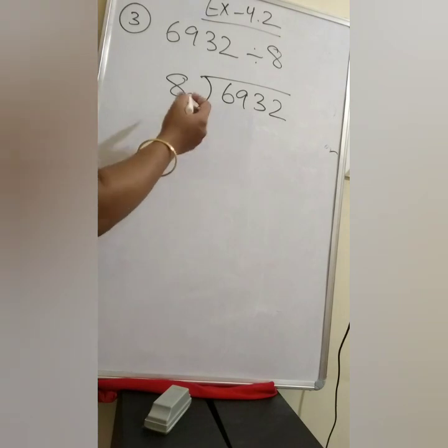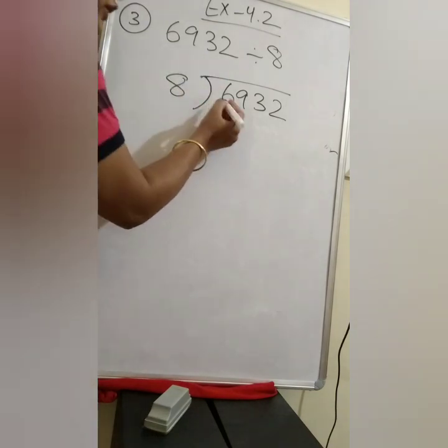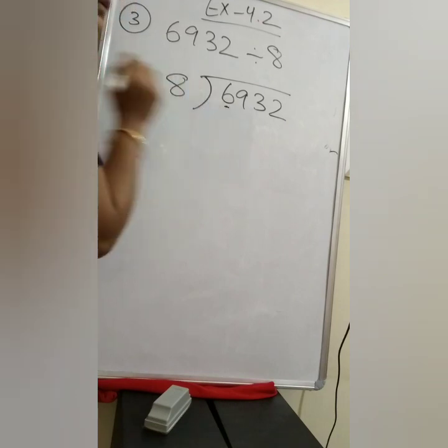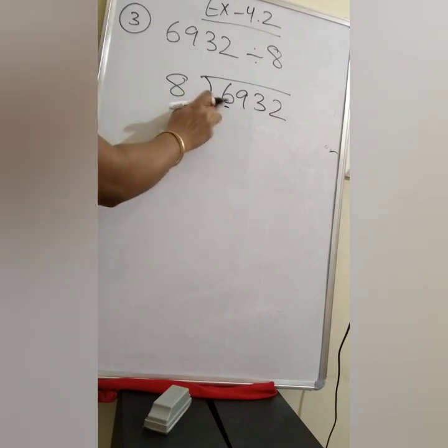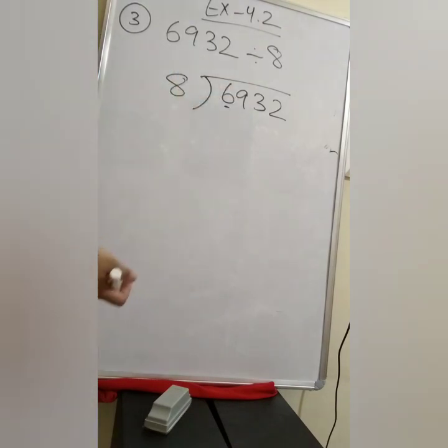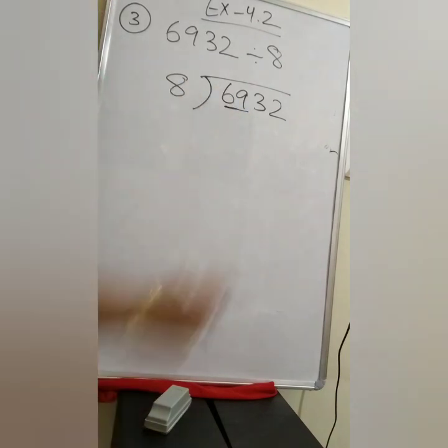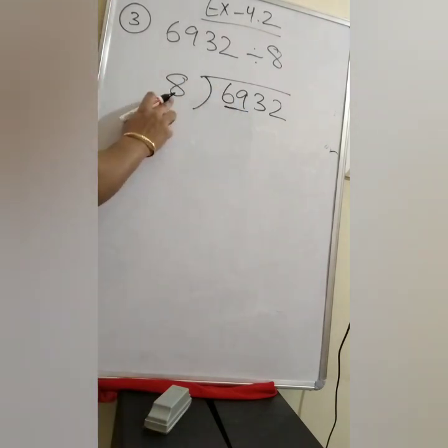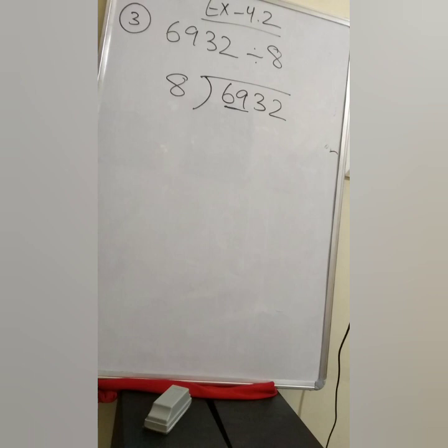Now, come on, say the tables. 8 ones are 8. Now look here. Will you take only one digit here? No, because 6 is smaller than 8. So 6 will definitely not go in 8's table. Then you are going to take both the numbers. Understood? When do we have to take both the numbers? When one digit doesn't come in the table, like 6.